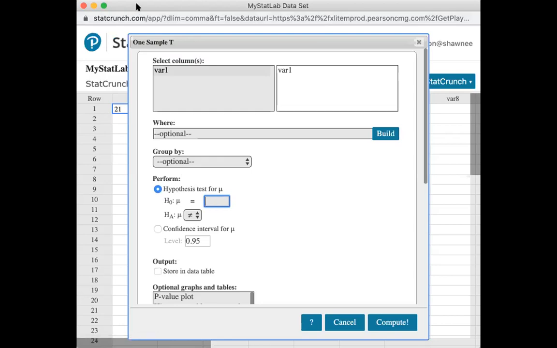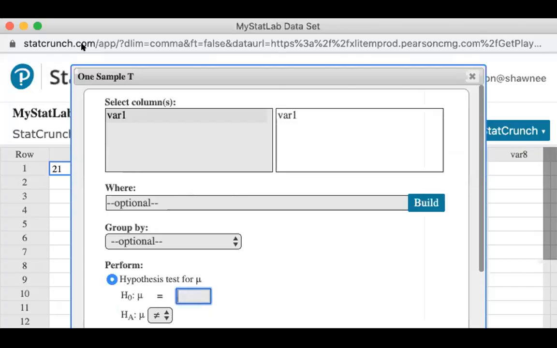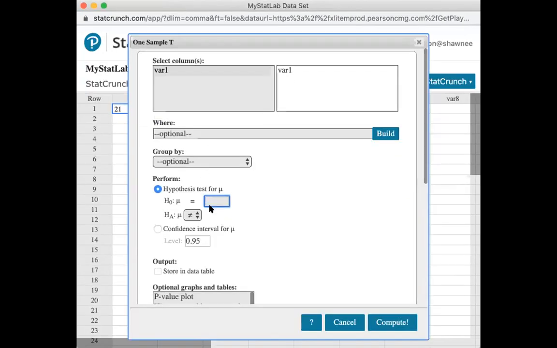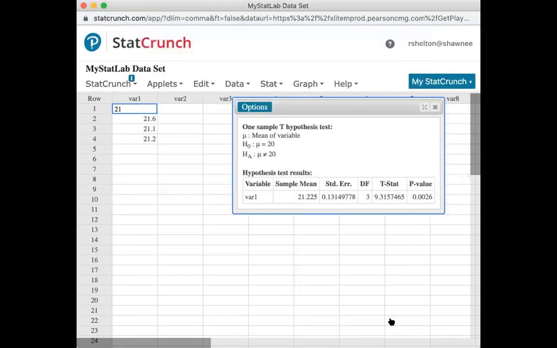I'm going to move this over because I've forgotten in this problem what mu sub naught was. Was it 10? No, these are pounds of potatoes. Okay, so 20 is mu sub naught. We're doing bags of potatoes here. So this null hypothesis value for the population mean, the proposed value, is 20. So we say compute, and here's our t-stat. Now see how big that number is? 9.3157. That's a huge number.